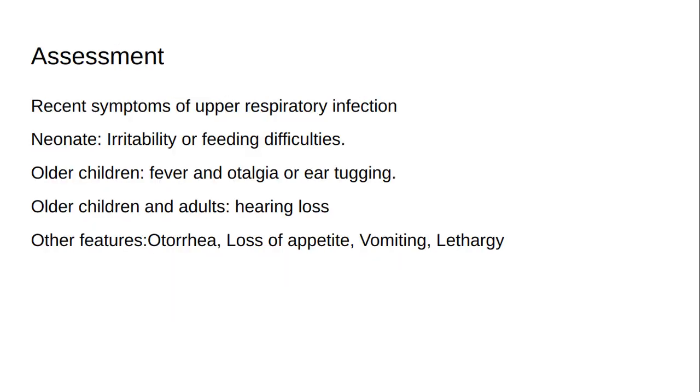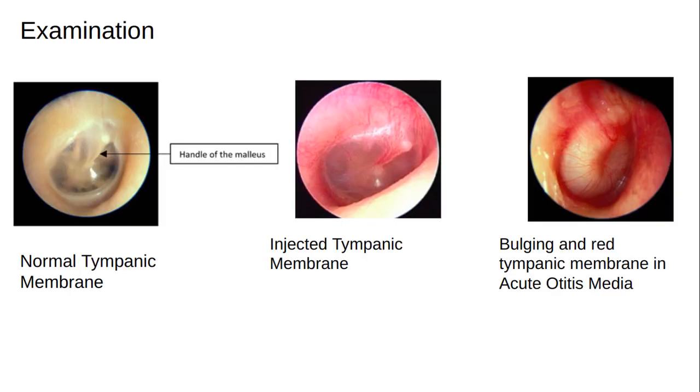When assessing the history of the illness, you need to ask about any recent symptoms of upper respiratory infection. Neonates present with irritability or feeding difficulties. Older children begin to demonstrate a consistent presence of fever and otalgia or ear tugging. In older children and adults, hearing loss becomes a constant feature of acute otitis media and otitis media with effusion. Other features: otorrhea, loss of appetite, vomiting, lethargy. Check for cochlear implants and immunocompromised status. Pneumatic otoscopy is performed to assess tympanic membrane's color, position, mobility, and perforation.